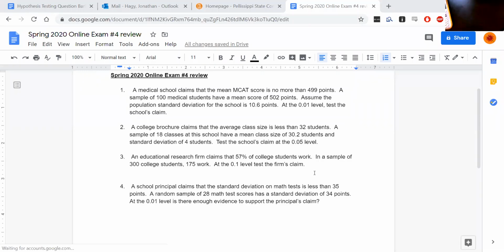Question 3. An educational research firm claims that 57% of college students work. In a sample of 300 college students, 175 work. At the 0.1 level, test the firm's claim. Okay.